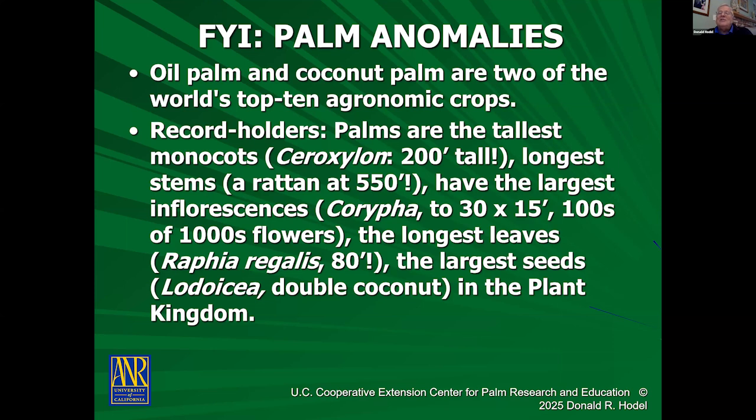And the largest inflorescences in the plant family are in a palm called Corypha. They can be 30 feet tall, 15 feet wide, and have hundreds of thousands of flowers. The longest leaf is a palm, Raphia regalis, 80 feet long, one leaf. And the largest seed, the double coconut, Lodoicea, from the Seychelles Islands in the Indian Ocean, is almost like two basketballs fused together. So use those and impress your significant other during a romantic evening.